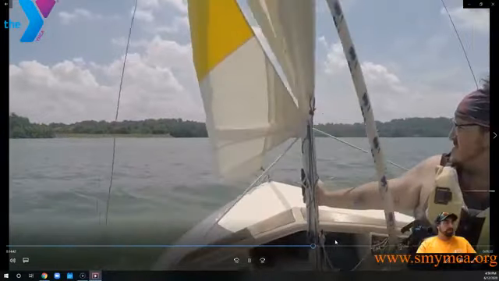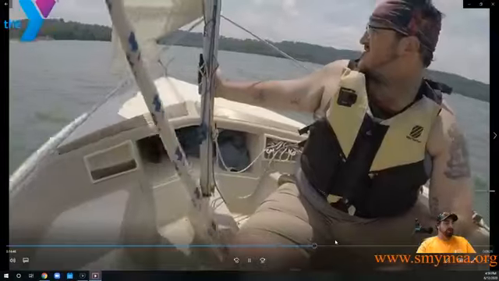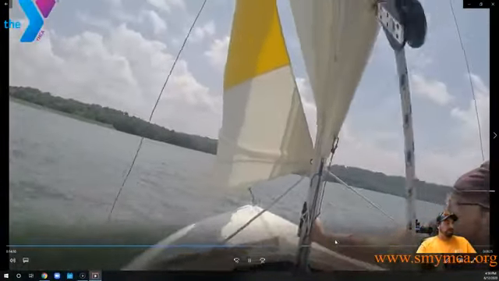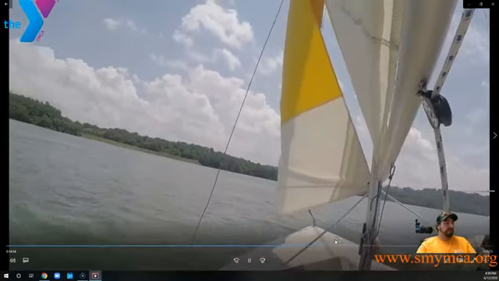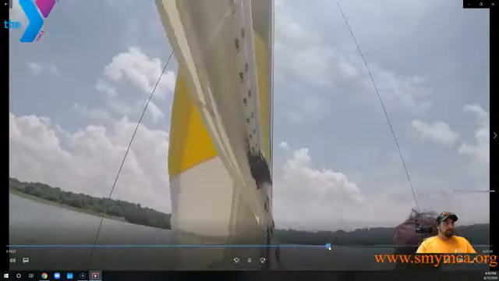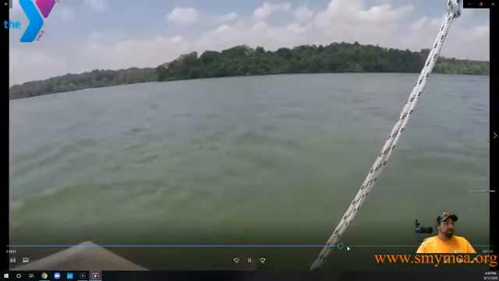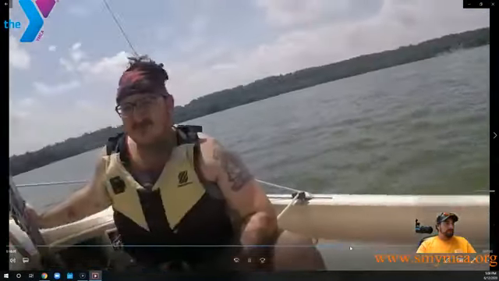So here we go. We're in the close reach or close hold position. This is a reach, and we're on the port side, the left side. And let's go over more. We'll get a little bit more hiking here in the video. There's a view from the back.